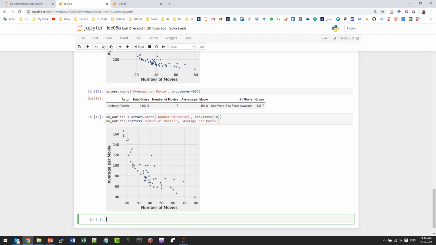Now it is more clear that, as we said, as the number of movies increases, the average gross decreases. Any idea why that could happen? Imagine that you are an actor, and you play more movies. Should the average income for the movies that you play increase as you play more, or decrease? Of course, it seems like it decreases here, right? Any idea why? Yes.